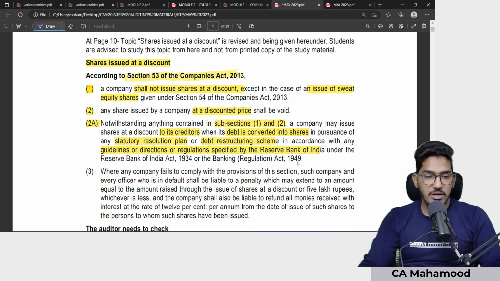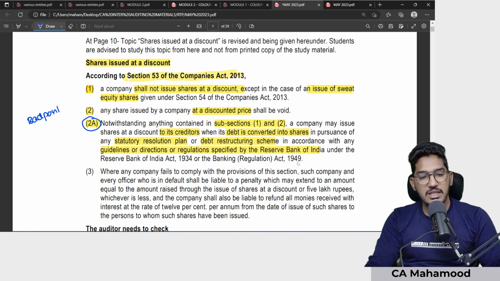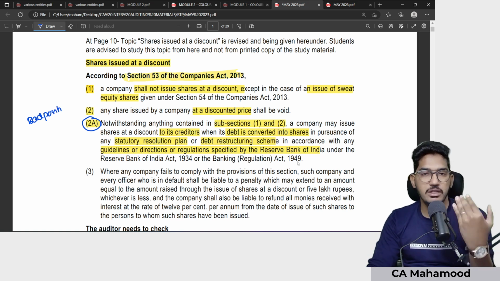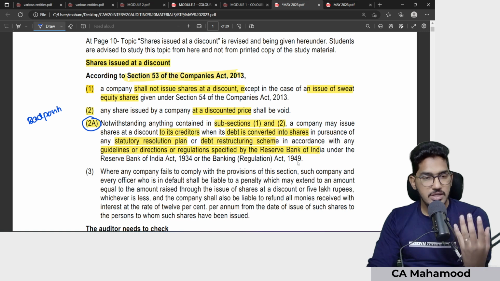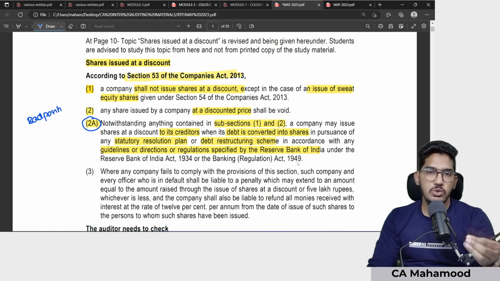So now what they are trying to say here is, sometimes some banks or financial institutions or some companies have a very bad financial position. They will take the loans, but they will not be in a position to repay the loan. Sometimes it happens. Some company has taken a loan, but its financial position has become very bad. They are unable to repay the loan.